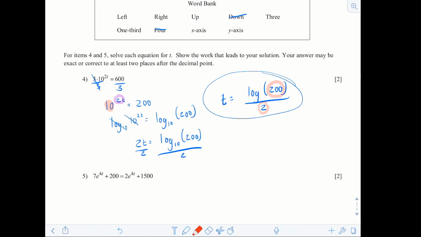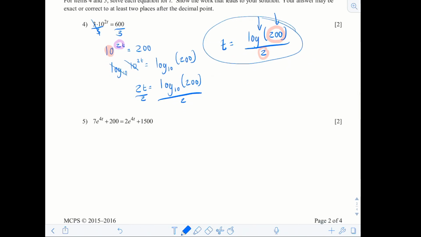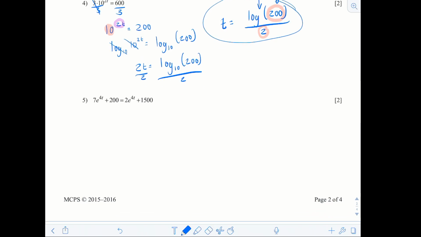It's very tempting to say, let's divide the 200 by 2 and get 100, but since it's actually logged into the parentheses, you need to do the log first before you actually divide by 2. So this will end up giving you some type of answer. You can type that into your calculator. Just keep in mind that the 200 is locked inside the parentheses and cannot get out unless you evaluate it.